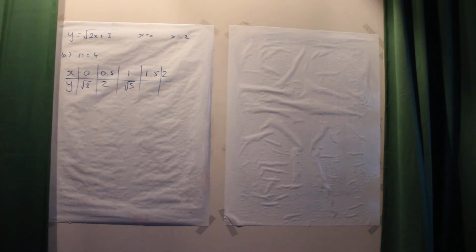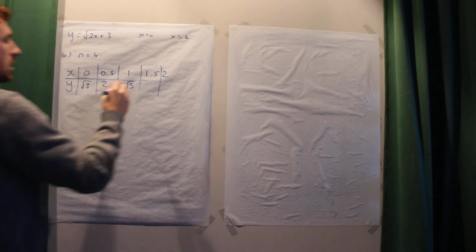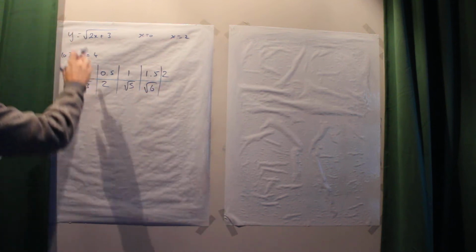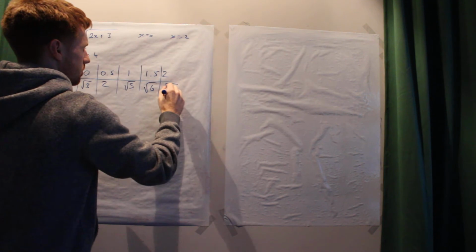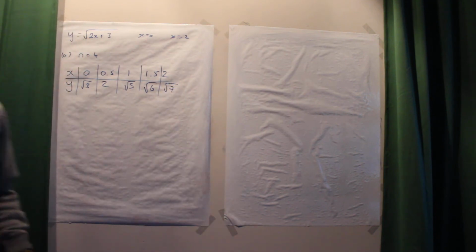1.5, 2 times 1.5 is 3, plus 3 is 6. I'm going to put the square root of 6 there. And when it's 2, 2 times 2 is 4, plus 3 is 7. I've got the square root of 7. Okay, so that's easier to write out than decimals.